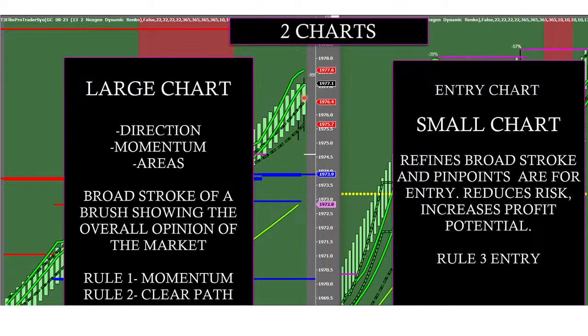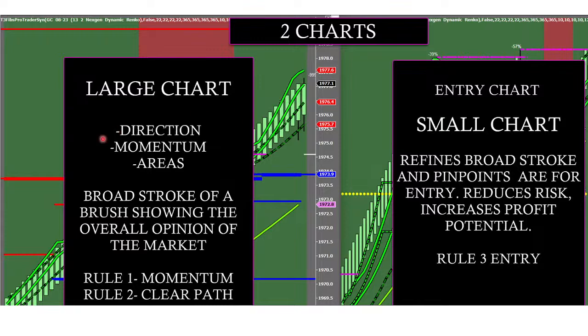2 out of 3 of the high probability trend trade rules are met on the large chart, and you should never even look at a smaller, faster chart until the large chart says, hey, Cisco, it's time to take an entry. You know, hey, Jonathan, here's a couple advantages. Let's go find a way to capitalize. Guys, that's when we turn our attention to the small chart.